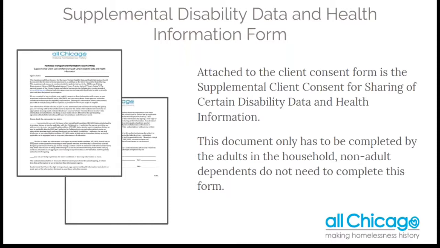The supplemental disability data and health information form is connected to the client consent, and it's the last part of the document. This allows sharing for health and disability information. This document only has to be completed by the adults in the household. Non-adult dependents do not need to complete this form. Only the head of household would be completing this, which, of course, has to be an adult over the age of 18.